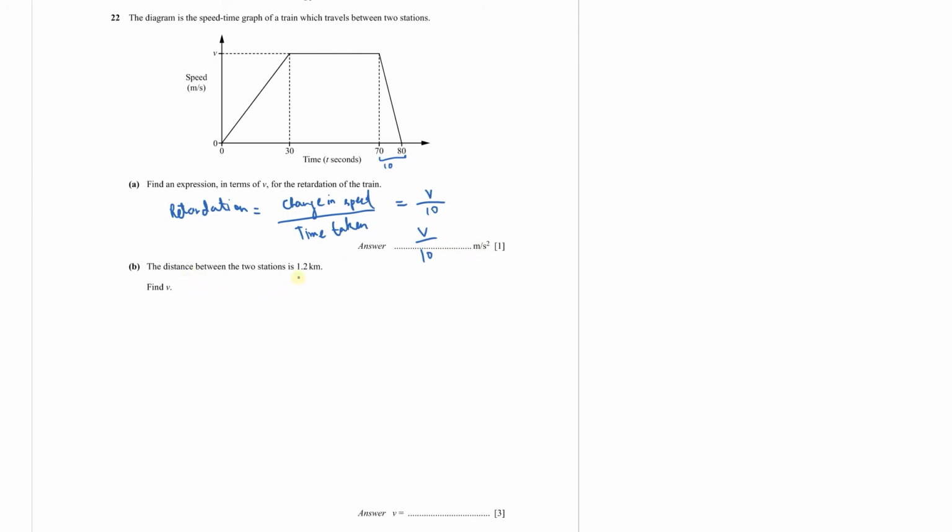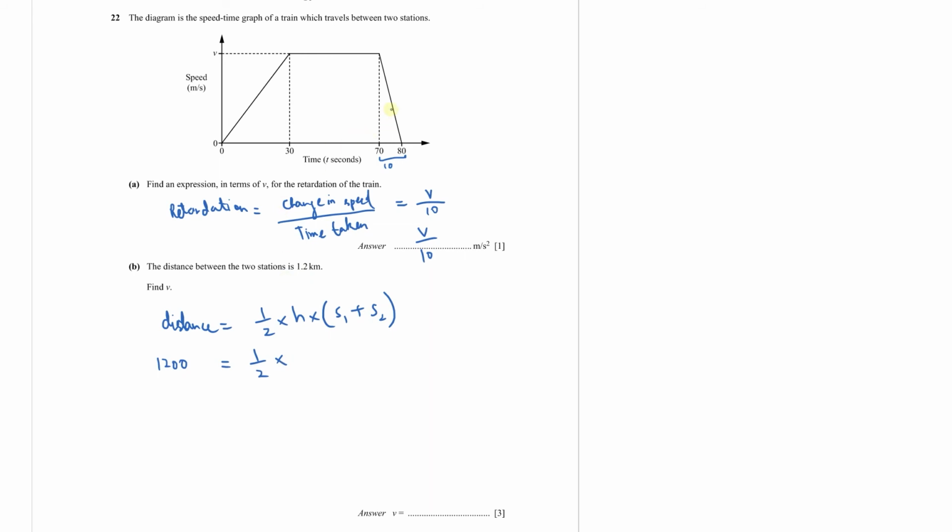The distance between two stations is 1.2 kilometers. Find V. So first we need to convert kilometers into meters, because we have speed in meters and time in seconds. The distance is given by the area under the speed-time graph. So this is a trapezium. I can find the area. So distance will be the area, which is 1 by 2 into height into the sum of parallel sides. The distance is 1.2 kilometers, which is 1,200 meters.